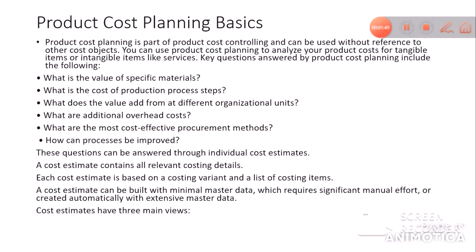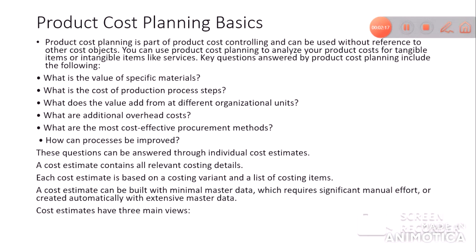Key questions answered by product cost planning include the following. What is the value of specific materials? What is the cost of production process steps? What is the value add at different organizational units? What are additional overhead costs? What are the most cost effective procurement methods? How can processes be improved? These questions can be answered through individual cost estimates.